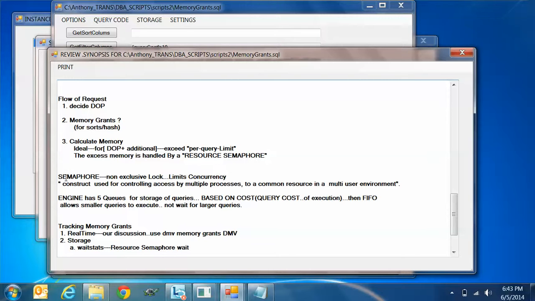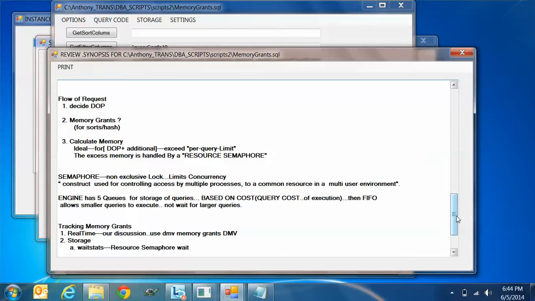Now, a semaphore, as I have listed here, is a non-exclusive lock that limits concurrency. So it's not a yes or no type of lock. It allows multiple processes to process with a predetermined limit of how many it will process. Let me just read my definition. It's a construct used for controlling access by multiple processes to a common resource in a multi-user environment. So let's just say that I have a resource semaphore that has a processing limit of 7. Therefore, it would allow 7 processes to process all at once. And when one leaves, another will enter and just keep it to a count of 7. So it'll allow more processes to process, but with a cap on that.